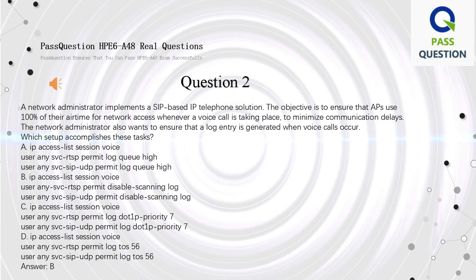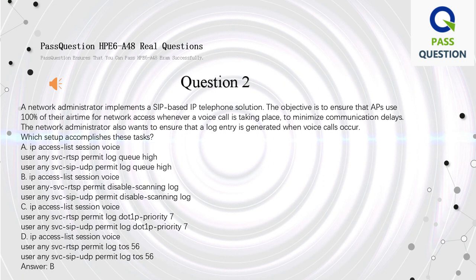Question 2. A network administrator implements a SIP-based IP telephone solution. The objective is to ensure that APs use 100% of their airtime for network access whenever a voice call is taking place, to minimize communication delays. The network administrator also wants to ensure that a log entry is generated when voice calls occur. Which setup accomplishes these tasks?